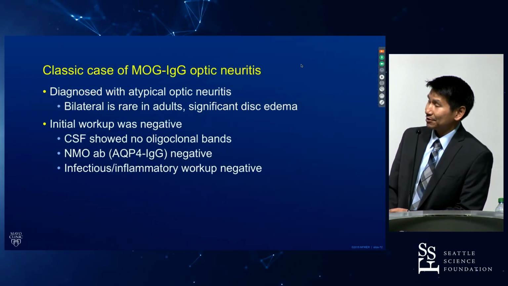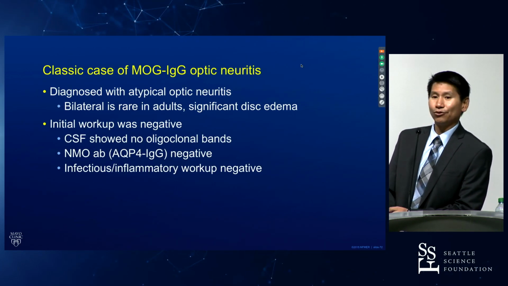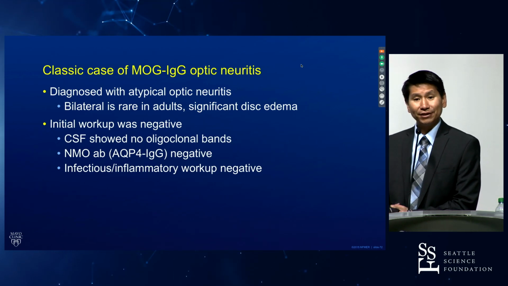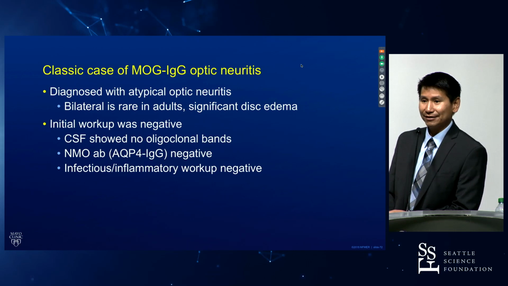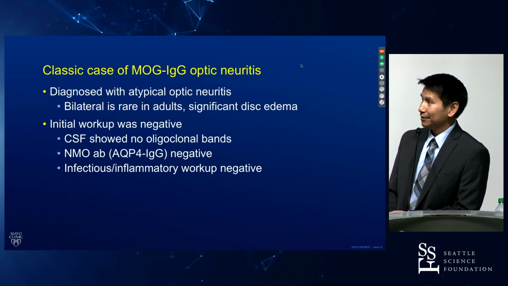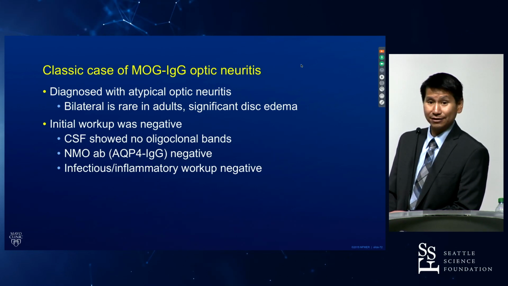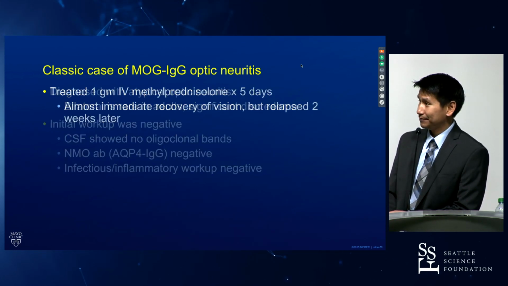So at the time, this patient was diagnosed with an atypical optic neuritis. It was atypical because it was bilateral. There was a lot of disc edema. We just don't see that in our classic MS optic neuritis. There were no oligoclonal bands. The aquaporin 4 antibody was negative, and the infectious and inflammatory workup was negative.